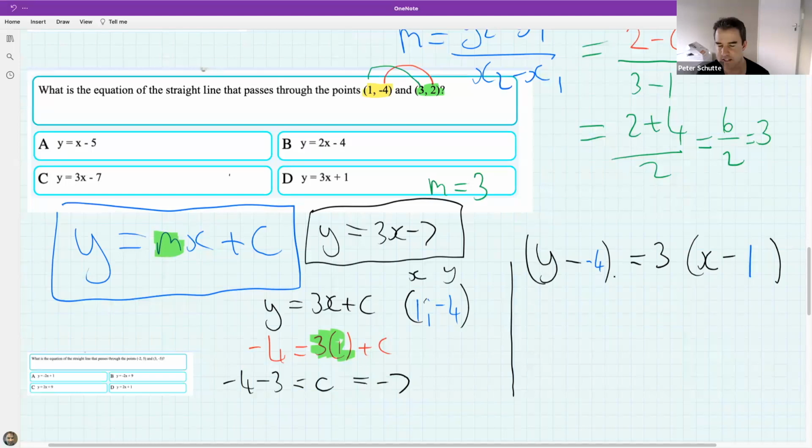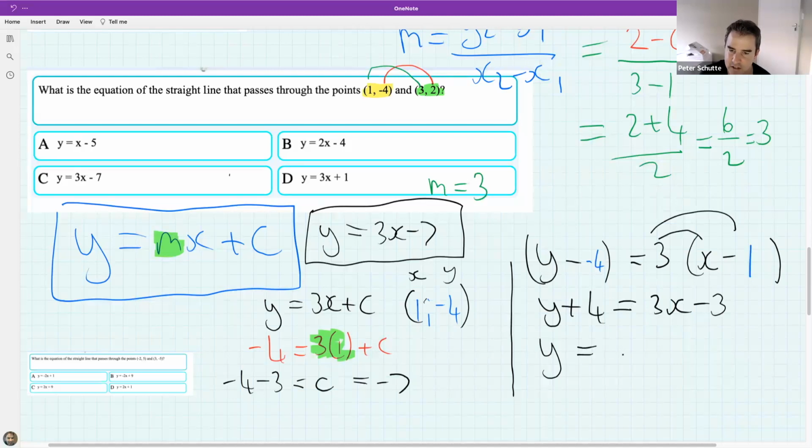The other way of doing it is using this method, where we have y minus -4, which is y plus 4. And then on this side, we have 3 times (x minus 1). So we get 3x minus 3. And good news for me, the math teacher, if I take away 4 from both sides, I'm going to get -7, which is the same answer.